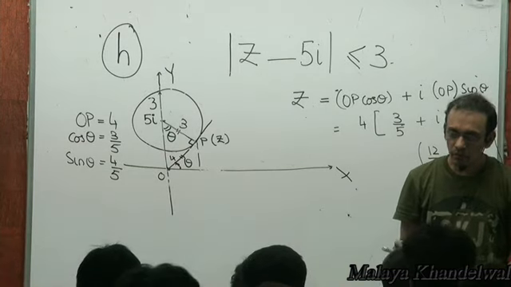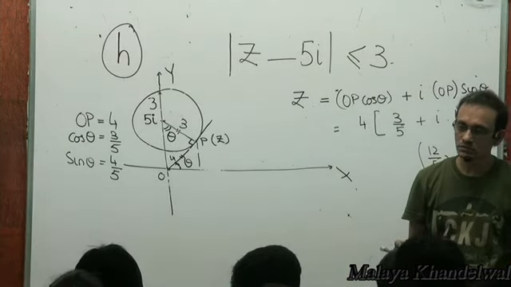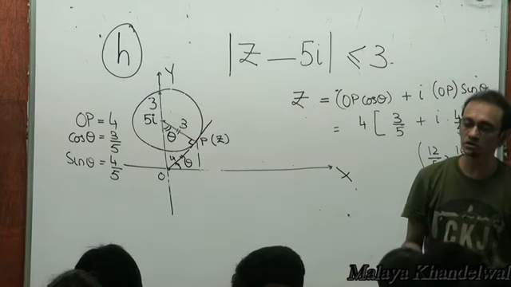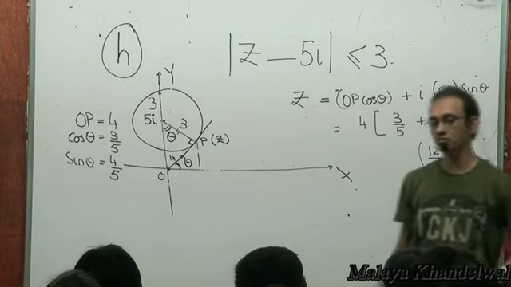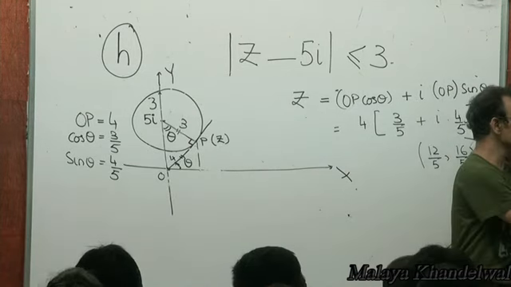No, but how can it lie inside the circle? It will always be a point on a circle. The circle will be different. It will always lie on the circle only. It will never be a point inside the circle.